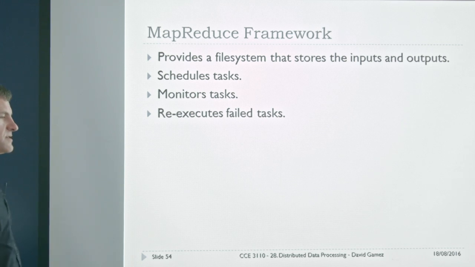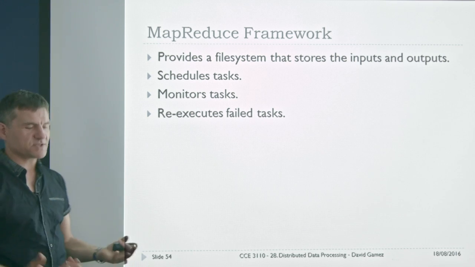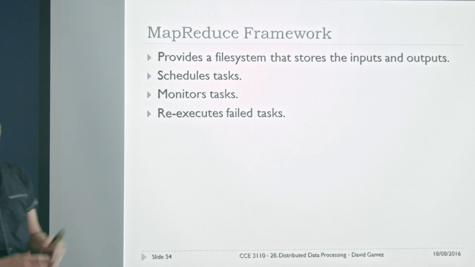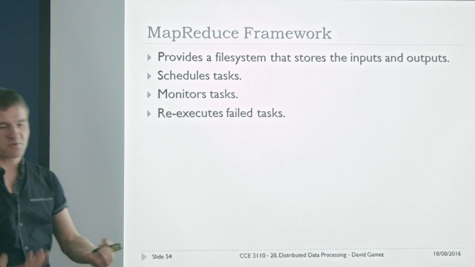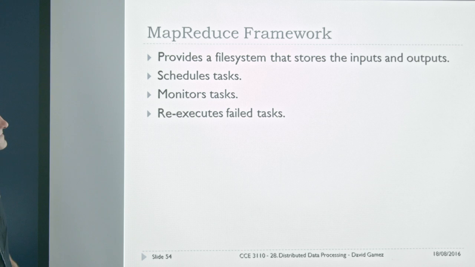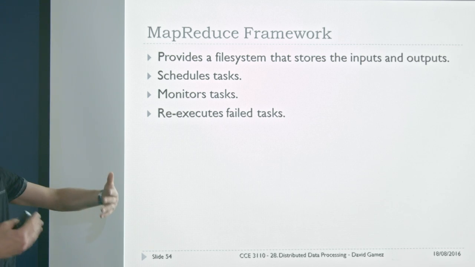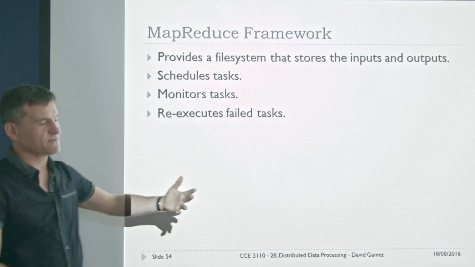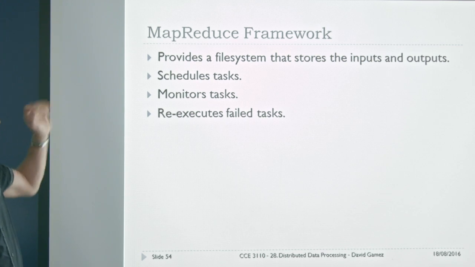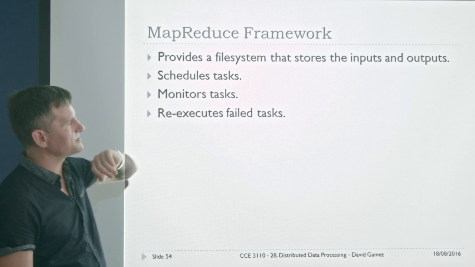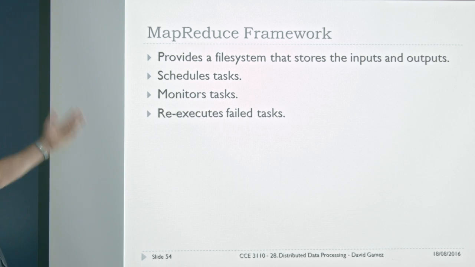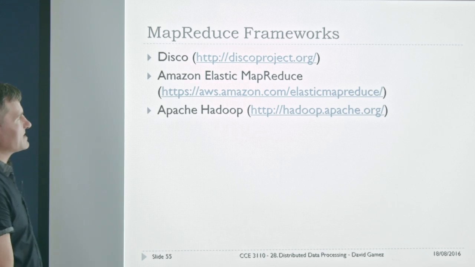So once you've expressed your problem as a map-reduce problem, you then actually want to go off and execute it on actual physical computers, right? So what we need is a map-reduce framework that will take our problem expressed as a map-reduce problem and do all the computations for us and give us back the result. And this map-reduce framework provides a file system that stores the input and outputs, schedules the tasks, monitors tasks, and re-executes the failed tasks.